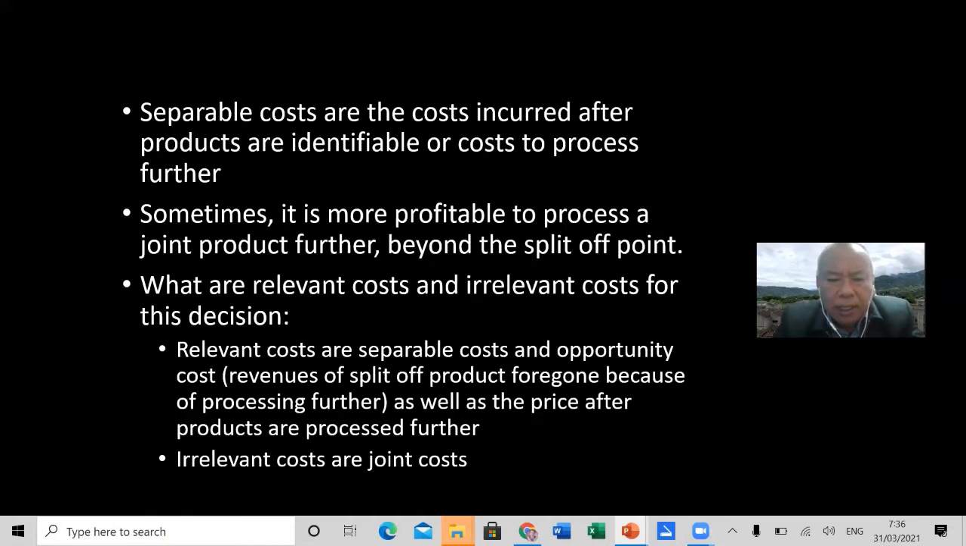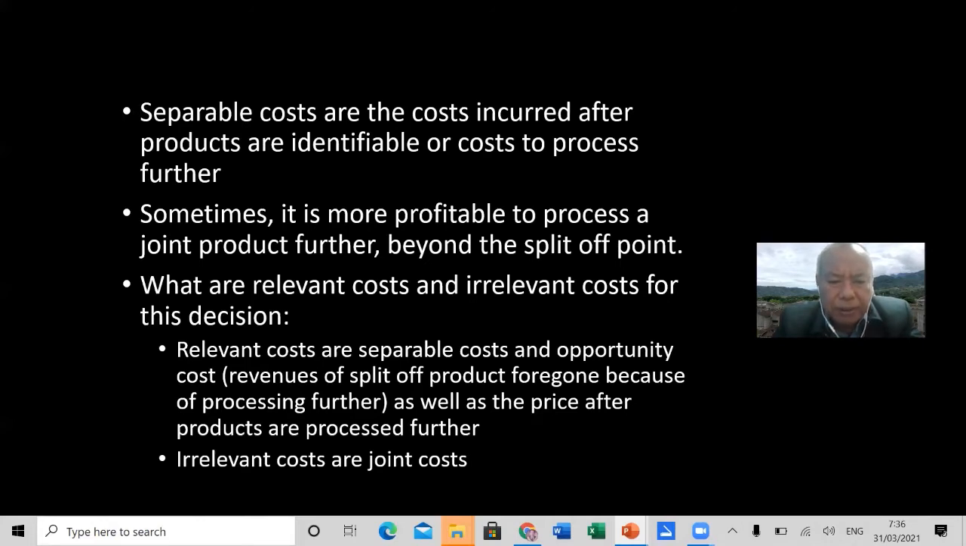In this case, what are the relevant costs and what are the irrelevant costs for this decision? The relevant costs in this decision are separable costs and also the opportunity costs. What is the opportunity cost related to this decision? Actually, it is the revenue at split-off forgone or sacrificed because of processing further.